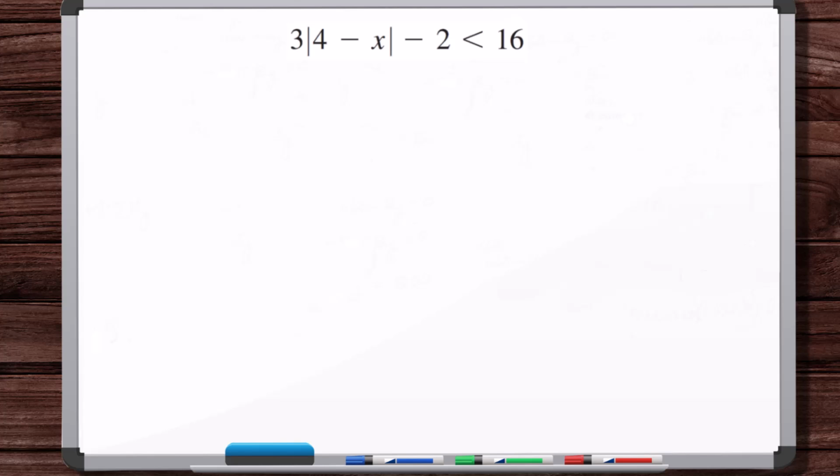In this video, we're going to solve absolute value inequalities. Now, the ones we're going to solve in this video are going to be relatively simple, but in the next video, we'll go through some more advanced ones. But simple or advanced, the general approach is exactly the same.